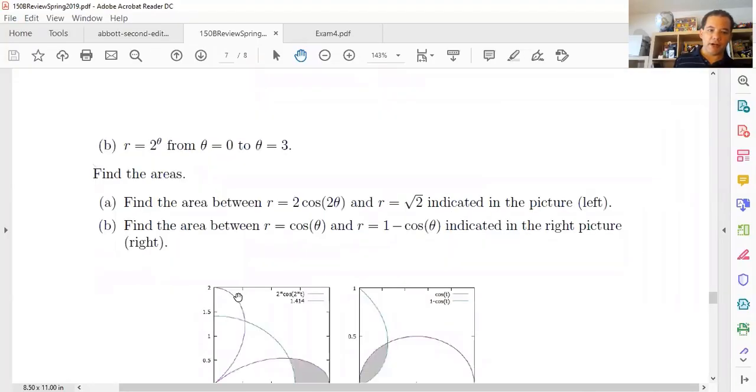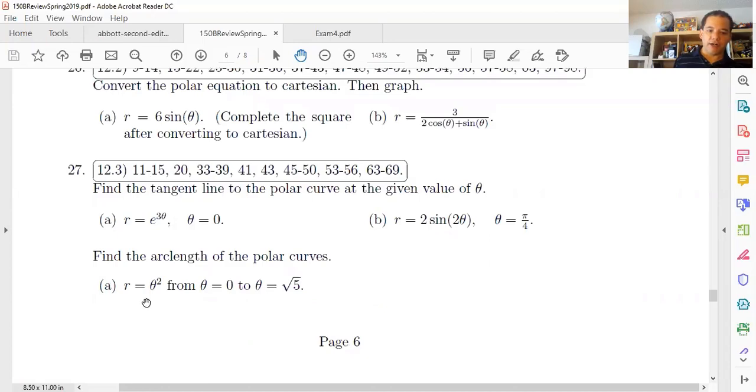So what about arc length? For arc length, you also need to know the formula. So let's take a look at that one. It's 27, it says A. The numbering is not quite right, but 27, the arc length problem. See, the formula for arc length is as follows.